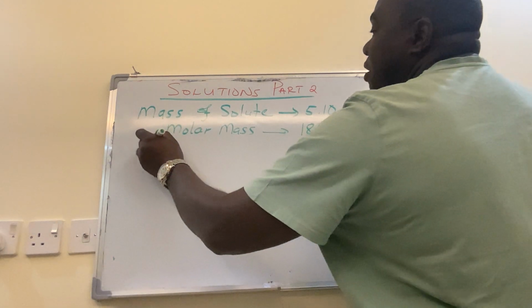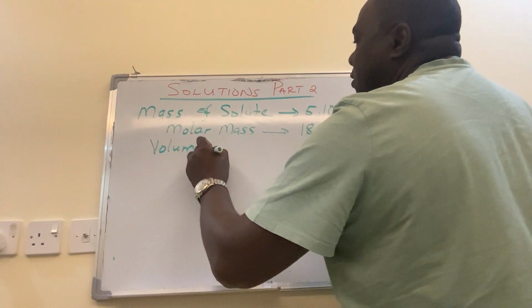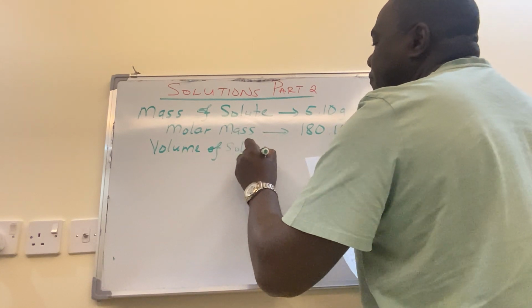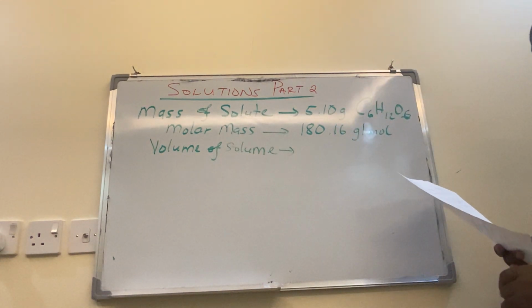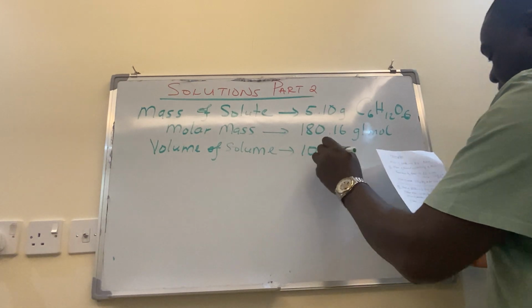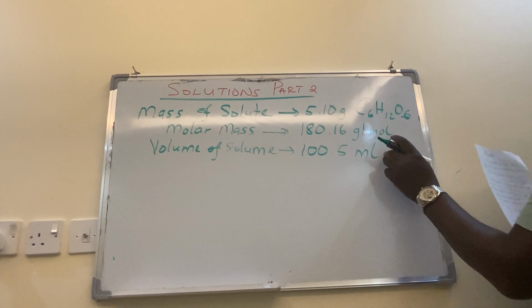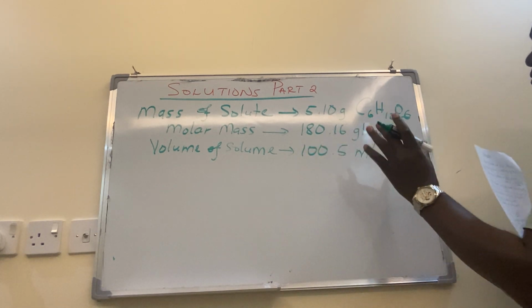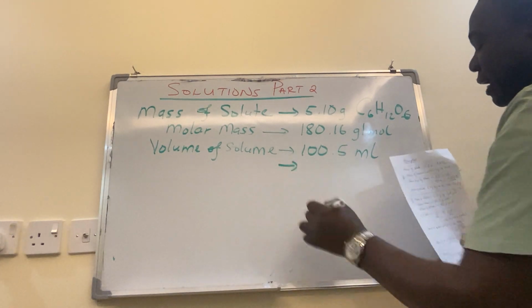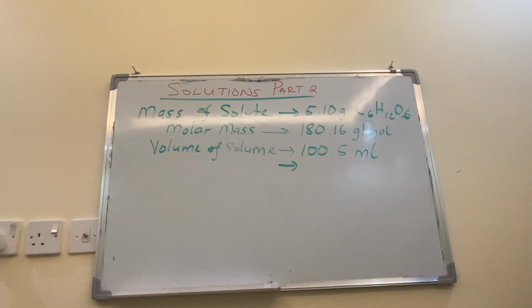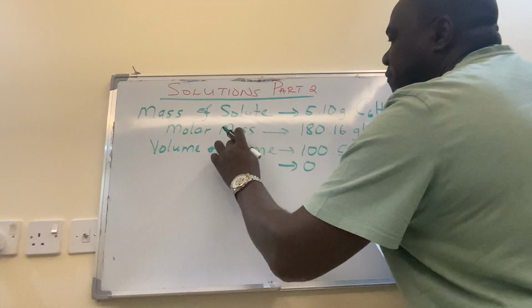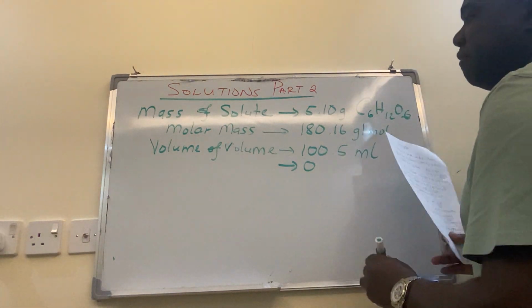And we are also given volume of solution. We are given our volume of solution as 100.5 ml. Right, so there's something that we need to do to this volume. Our volume should always be expressed in liters. So we will need to change our volume. We divide by 1,000 because 1,000 milliliters will make 1 liter. So volume of solution here should be our volume there.